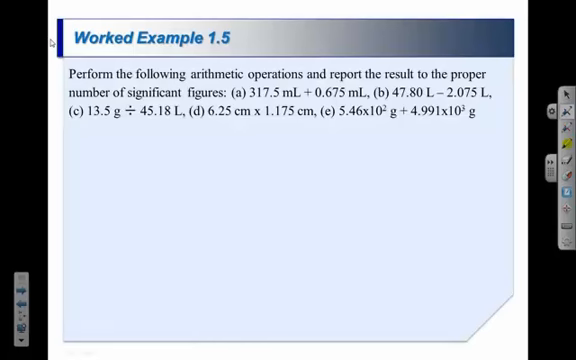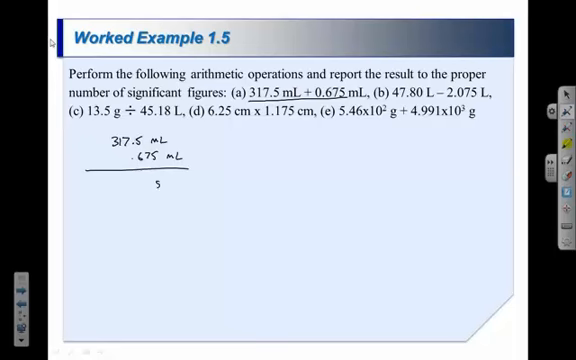So let's just look at a couple more examples here. I'm going to try to save more time for lab, so I'm probably not going to do each one of these, but let's just do this first one here. 317.5 milliliters plus 0.675 milliliters. One other point is, if you're adding or subtracting two numbers, they have to have the same units. You can't add 5 milliliters plus 6 grams and get an answer that makes any sense. If you're going to add things together, they have to have the same units. They have to be measuring the same thing. So in this case, I'm adding these milliliters together.